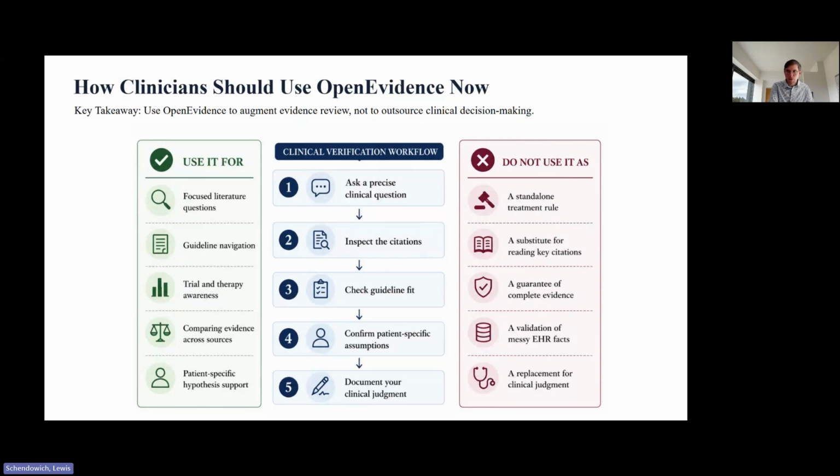It is useful for focused literature questions, guideline navigation, clinical trial awareness, comparing evidence, and generating hypotheses. It should not be used as a standalone treatment rule, or a substitute for reading key citations. That's not exactly what this is, and it's not what it was intended to be, or a replacement for clinical judgment. And I think that's the most important part. It is not a replacement for clinical judgment.